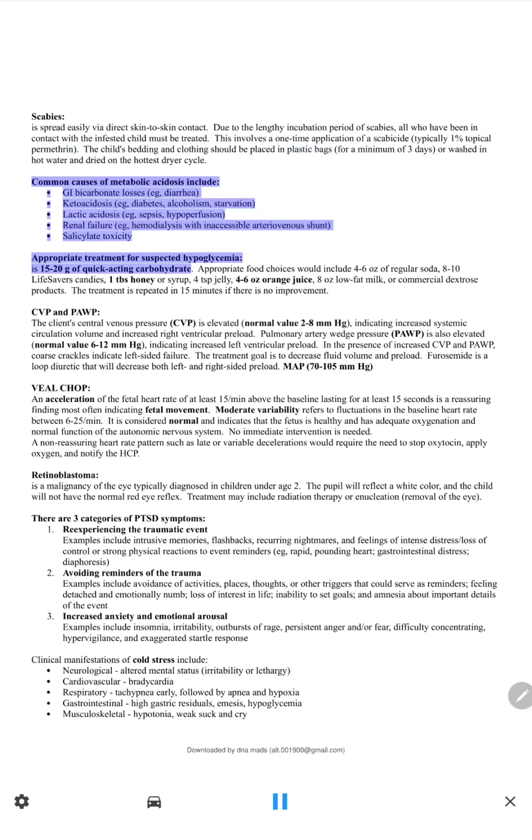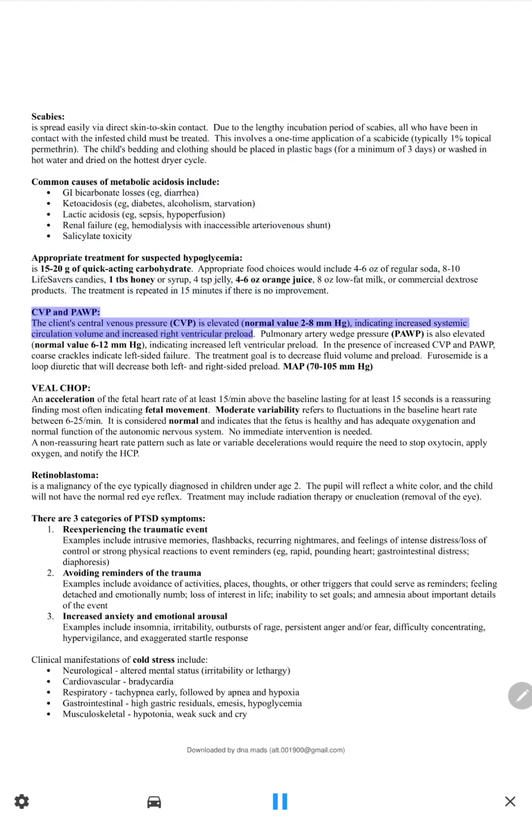Appropriate treatment for suspected hypoglycemia is 15-20 grams of quick-acting carbohydrate. Appropriate food choices would include 4 to 6 ounces of regular soda, 8 to 10 Lifesavers candies, 1 tablespoon honey or syrup, 4 teaspoons jelly, 4 to 6 ounces orange juice, 8 ounces low-fat milk, or commercial dextrose products. The treatment is repeated in 15 minutes if there is no improvement.